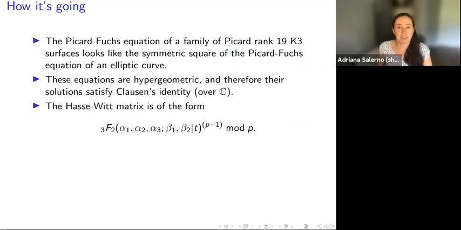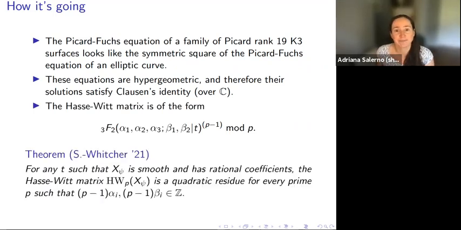So something interesting is happening when we're switching from complex numbers to finite fields. The Hasse-Witt matrix is definitely of this form, mod p. And so what we found is a modified theorem: if we have rational coefficients, the Hasse-Witt matrix is a quadratic residue for every prime p, but with some restrictions on which primes. The primes have to be such that we have a character of the right order in the finite field, and we don't always have that. But we think that something is true more generally, and we've been working on some additional stuff.